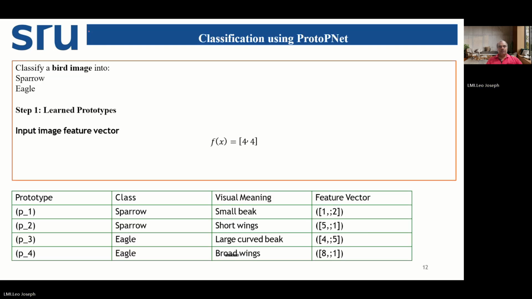Okay. So let us take this example, classification of a bird image into either sparrow or eagle. So for your understanding, I am taking the input image and considering this feature map as a 4x4 map. So the next stage is prototype 1, sparrow, that is small beak. I am giving the weightage as 1, 2, and sparrow short wings, that is 5, 1. Eagle large curved beak 4, 5. Okay, and small means 1, like that. Short wings, like that.